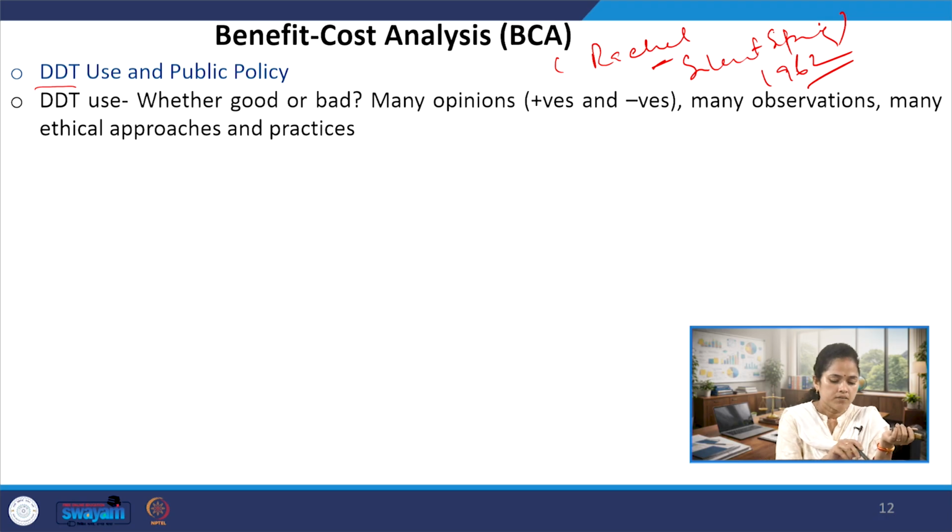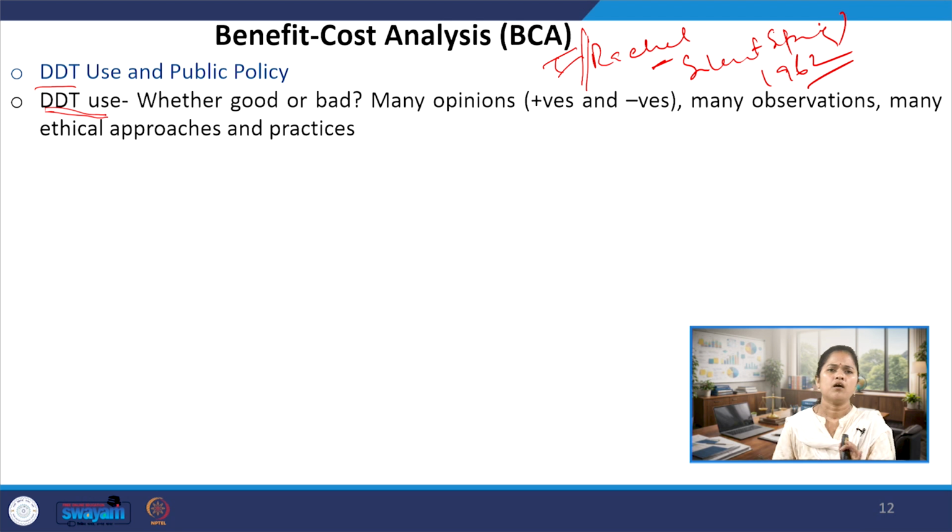Okay, so the thing is that we need to understand, we need to take this DDT as a policy. For a policy, we need to ask whether the use of DDT is good or bad, because all these have already been described, and there are many observations and empirical verifications regarding the use of DDT. Given these repercussions and verifications, now the question is about the policy: whether we need to ban DDT, or whether the use of DDT should be continued or should be banned, right?